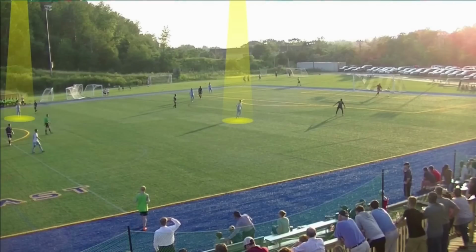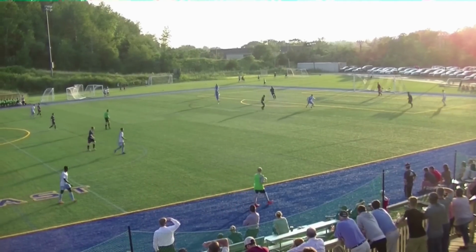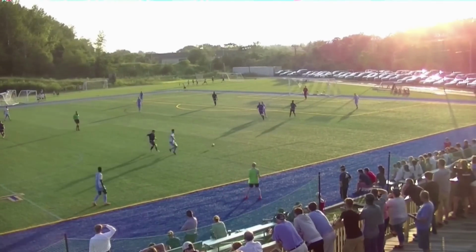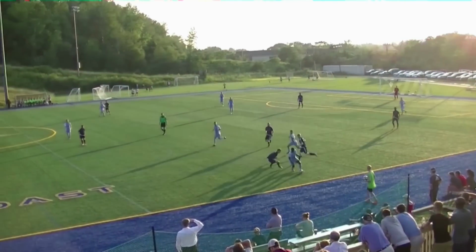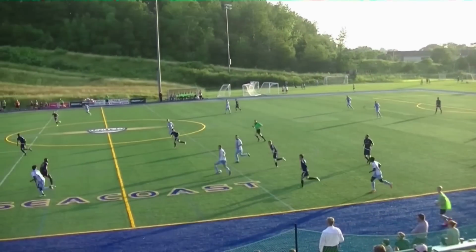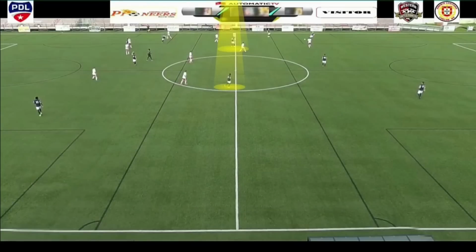In this next example we'll see the left inverted fullback drops now into a central position, creating a 4 versus 3 against the opponent's high press. Now that we're able to break that line of pressure, the left winger and the left central midfielder combine, allowing us to play into a 3 versus 2 and advance forward.